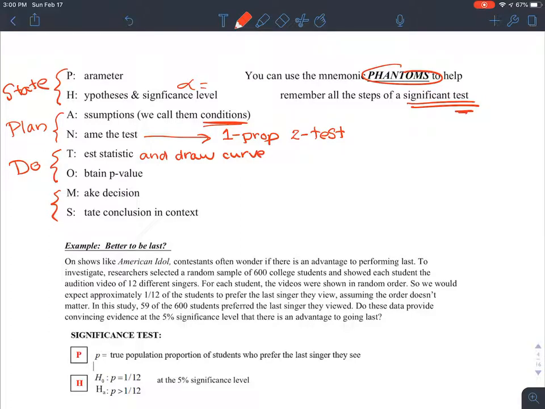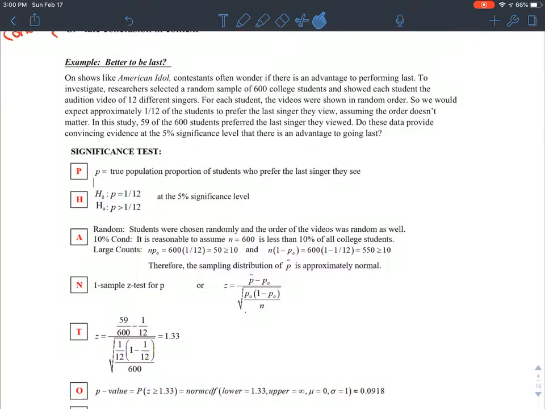And then this last part, we actually have practiced quite a bit in the last section. The conclude is where we make a decision, and that decision is either going to be to reject the null hypothesis or to fail to reject the null hypothesis. Then we draft a conclusion in context, saying whether we have convincing evidence in favor of the alternative or not convincing evidence. I just want to run through an example that is already all done for us so you can see all the different parts and pieces. This is about the show American Idol, and there are 12 contestants.